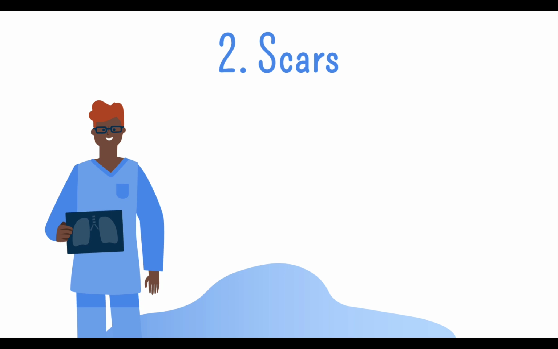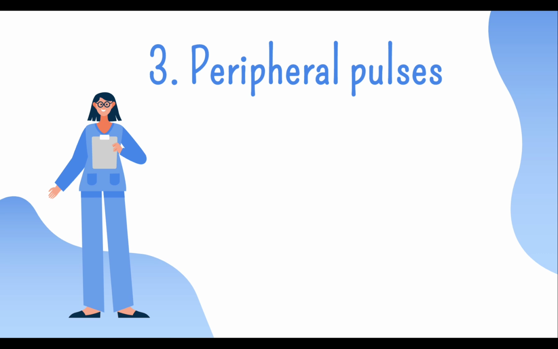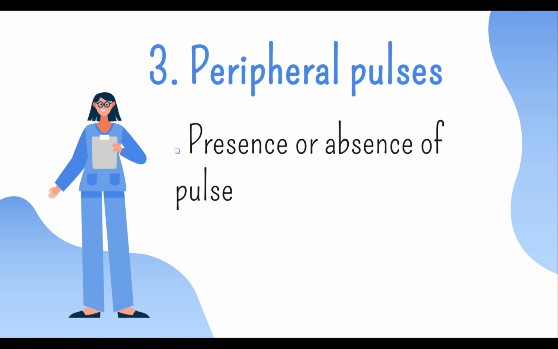Then you have to examine for scars, the scars of previous vascular bypass surgery. So sometimes scars can be present in the abdominal area, so you have to examine the abdomen. Then you have to examine the peripheral pulses of the affected limb. You have to comment on the presence or absence of pulses and the pulse volume.